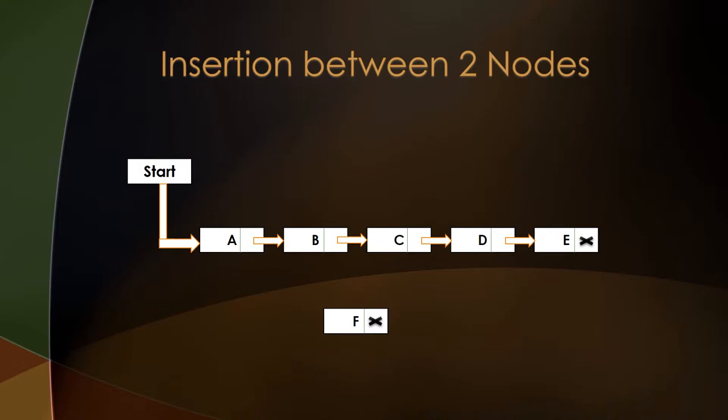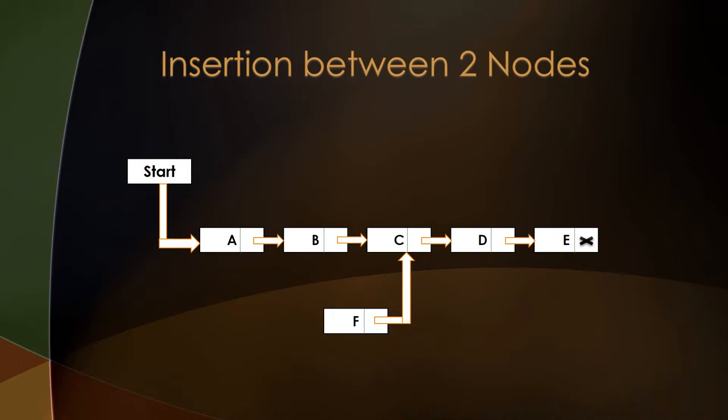So let's begin. According to the steps, first we'll copy the address of the next pointer of node B into the next pointer of node F, so that it points to the node C. So this is it. We have copied the address of next pointer of node B to node F as well. So as you can see, two nodes are pointing to the same location, that is node B as well as node F.